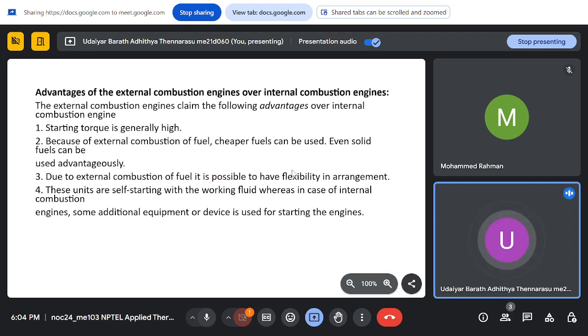Then what is the advantage of having an external combustion engine? We'll compare both. In an external combustion engine, the starting torque is very high. Because of external combustion of fuel, cheaper fuels can also be used, even solid fuels. That's going back to using coal and generating steam and so on, which can be used advantageously. Due to external combustion of fuel, it is possible to have flexibility in arrangement, and these units are self-starting with the working fluid, whereas in the case of internal combustion, some additional equipment or device is used to start the engine.